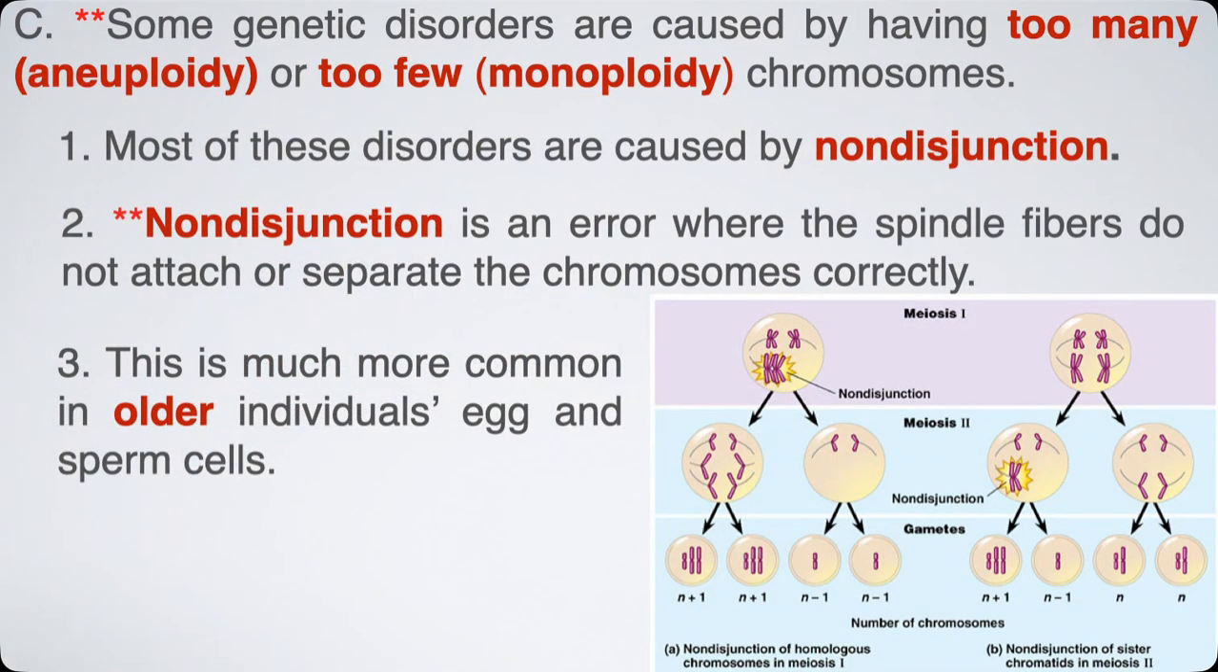Now, this is way more common in older individuals' egg and sperm cells. The older you get, the more likely your sperm and egg cells are to make these mistakes when they're going through meiosis. Mitosis is what we talked about in first semester. This is meiosis technically, and we'll talk about it at the very end of this unit.